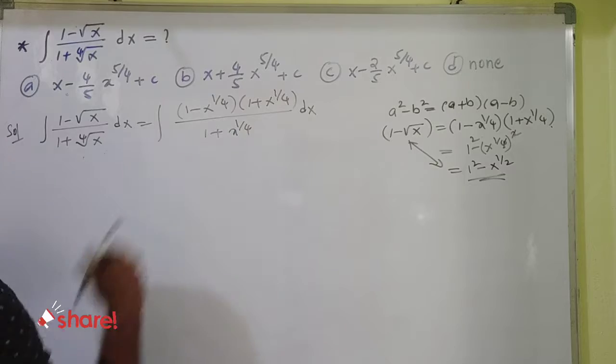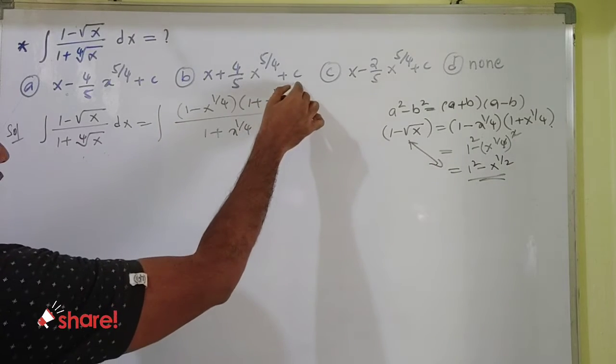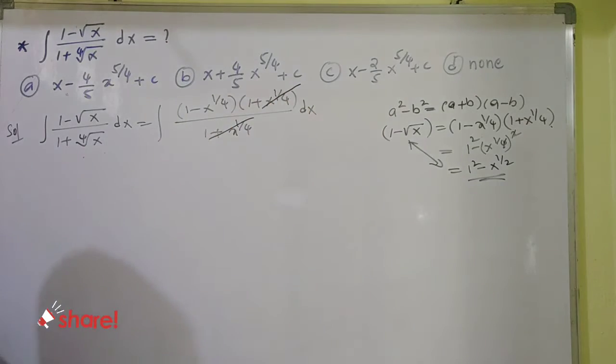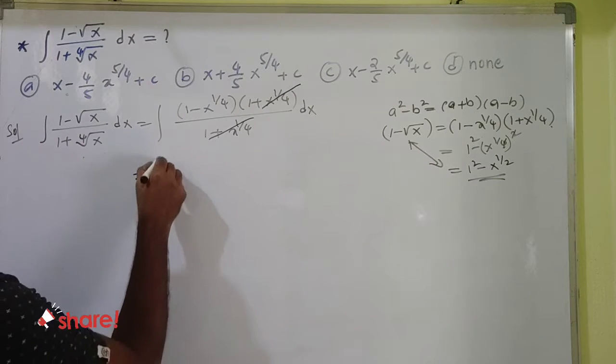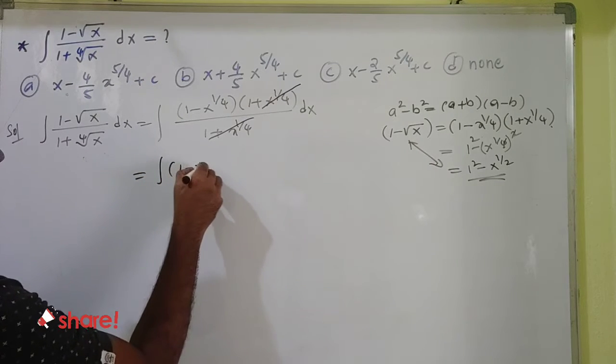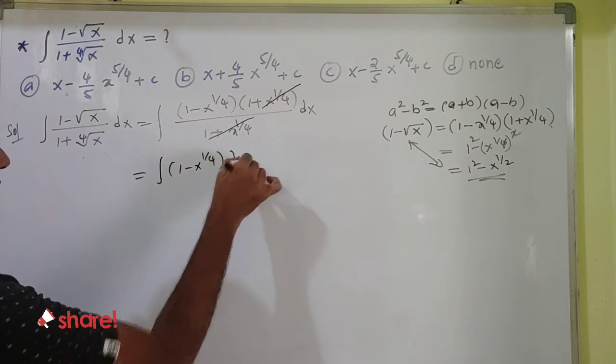Now here, 1 plus x to the power of 1 by 4 is the answer. The remaining part is integration of 1 minus x to the power of 1 by 4 into dx.